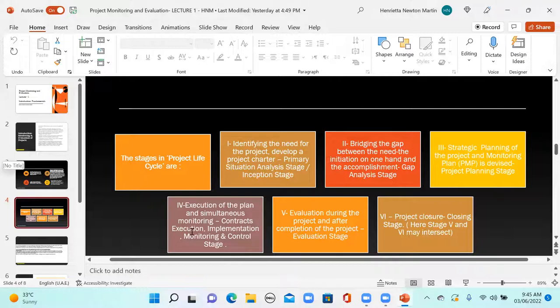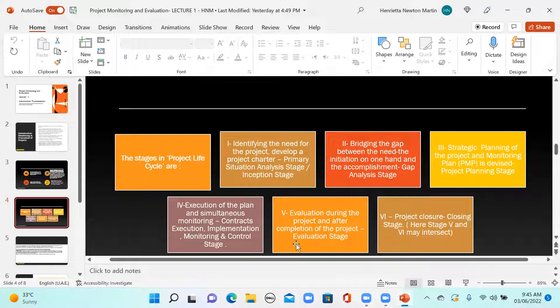So, repeating for your project life cycle, the first thing is the inception stage. The first stage can also be called the situation analysis stage or inception stage. The second would be gap analysis. Third is the project planning stage. And at the project planning stage, because we're talking about monitoring and evaluation, in brackets you can say at this stage PMP is prepared.